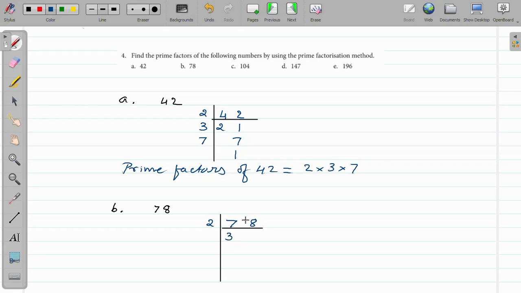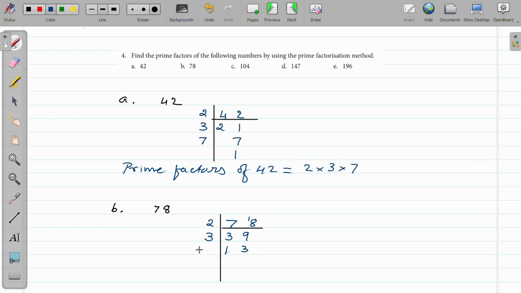2 threes are 6, 7 minus 6, 1 is the remainder. So because of that, this 1 and 8 becomes 18. 2 nines are 18. We got 2 39s are 78. 39 is an odd number. It is not divisible by 2. The next prime number is 3. So 3 ones are 3, 3 thirteens are 39.